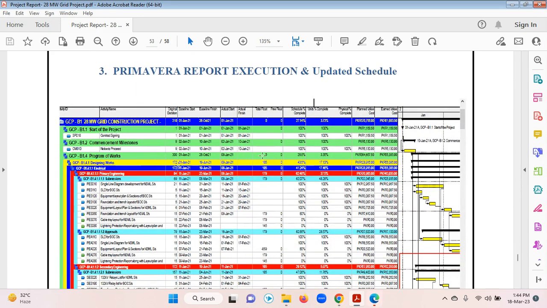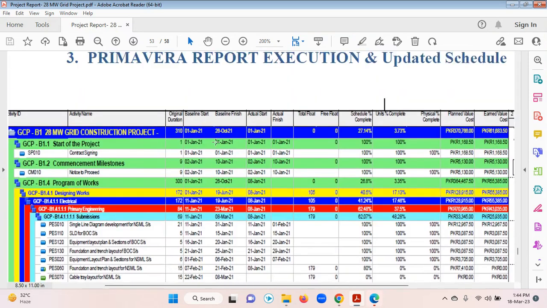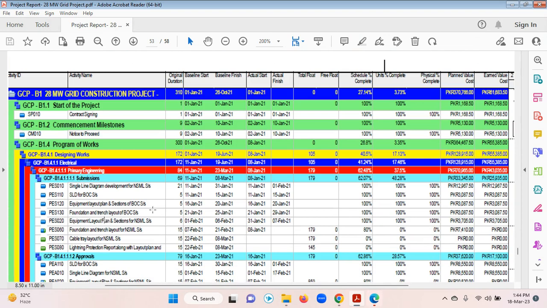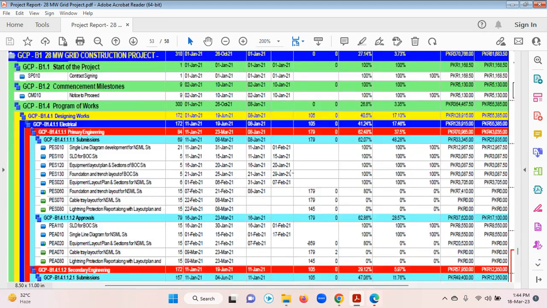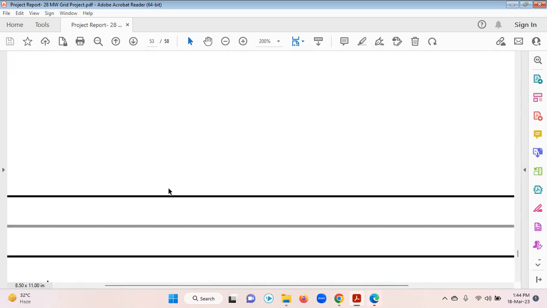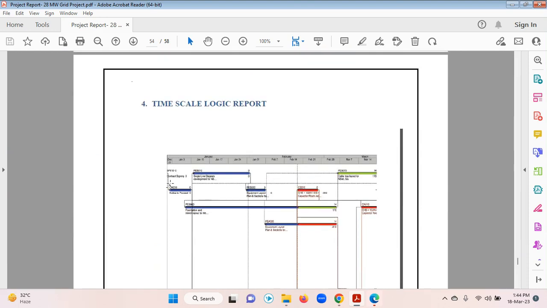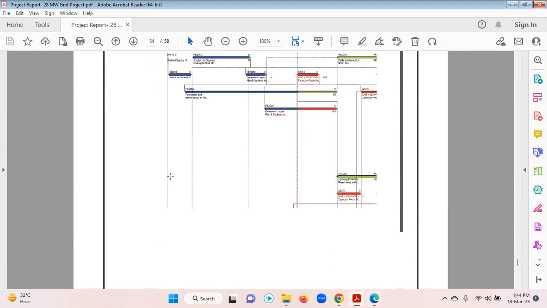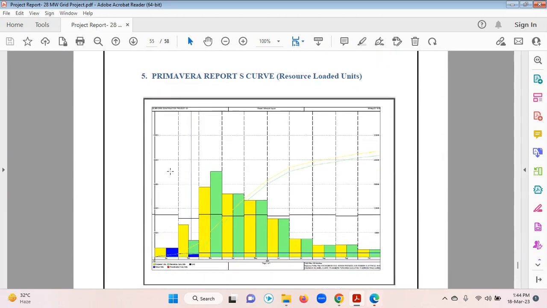Now this is the updated schedule, which I was updating and tracking on a weekly basis. You can see on the left-hand side the activities, then the baseline start and baseline finish dates, then the actual start and actual finish dates. Okay, float, unit percentage completion, physical percentage completion, planned value, earned value. And then the time scale logic report. Now this comes to the end of the report.